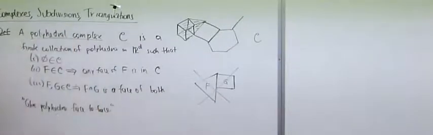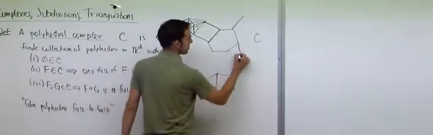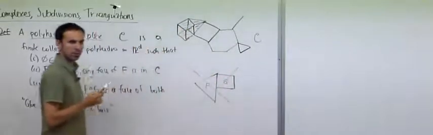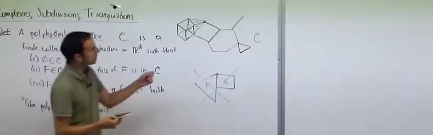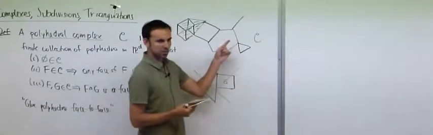Okay? Does that make sense? Do you guys have any questions about that? Yeah. So, for example, this is fine. Is that what you're asking? So this is fine because the intersection of this hexagon and this triangle is a point which is a vertex of both. That's right. So that's a polyhedral complex.